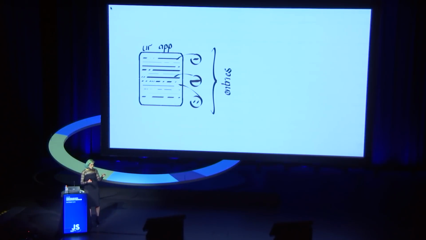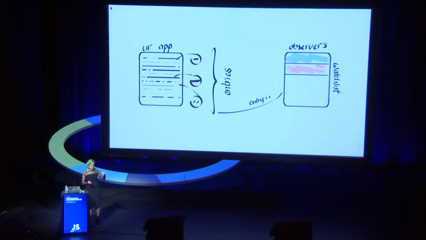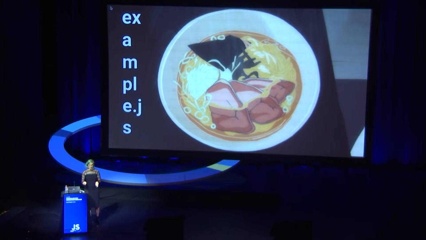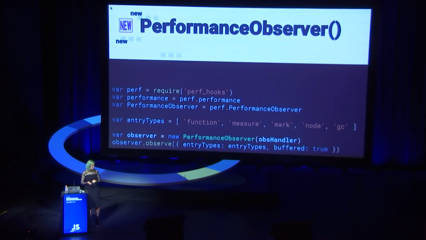Essentially, in your application, you go through certain entries, like the marks and the measures that we were doing in the above example, and some stuff that Node gives you as is, like garbage collection events. Obviously, you don't specifically mark those. And all those entries go into the observer's list. They all just keep piling up in there. And then what you're able to do with that list is actually get some information out of it.